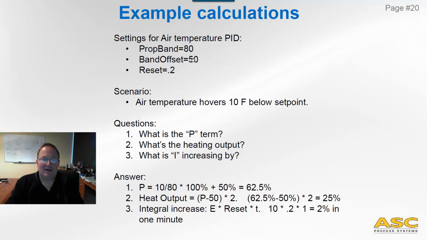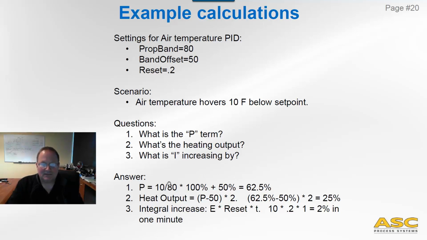I have a prop band of 80, a band offset of 50, and a reset of 0.2. And the scenario is air temperature is hovering 10 degrees below set point. Okay, what is the P term? What's the heating output, and what is I increasing by? Okay, I is the integral. So what's the P term?